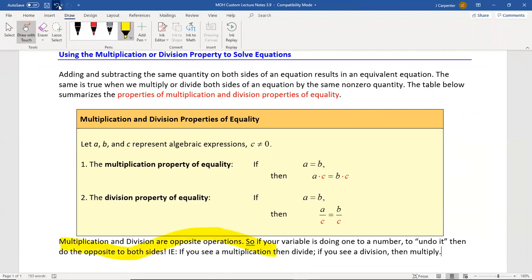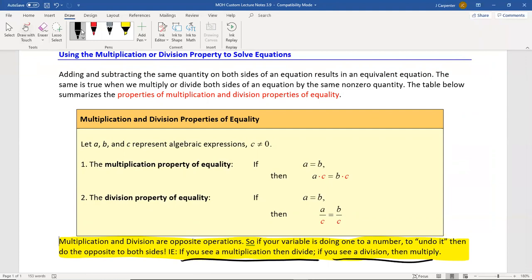Oop, that got squirrely. Let's try that again. So once again, this is my version of it. And you might say, well, that's a little more wordy. Well, you can just focus on the, if you see a multiplication, divide. If you see a division, multiply. That's the real bread and butter of this. If you see a multiplication, then you divide. If you see a division, then you multiply. Those are your opposite operations.